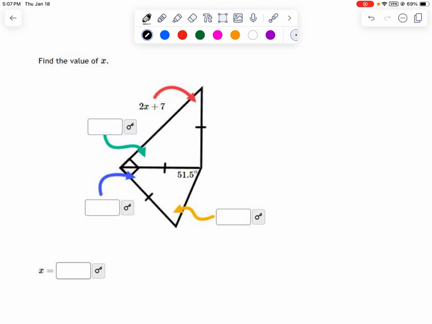Hello and welcome. So, find the value of x. And we're given double triangles here.